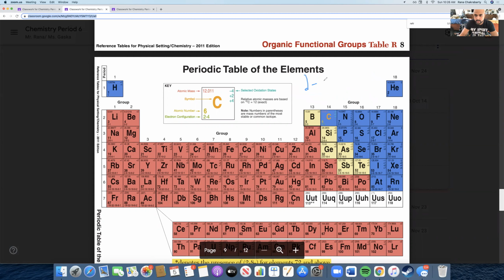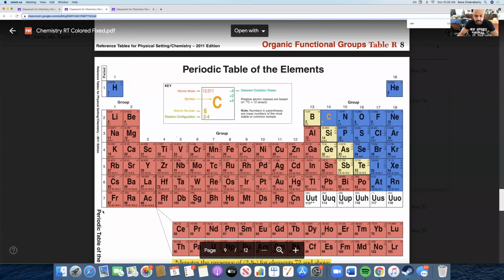And the next one is 2-8-2. So 2 plus 8 plus 2 is 12. And that's magnesium. So when you see questions like that, just add them up together, and that will be the corresponding element.